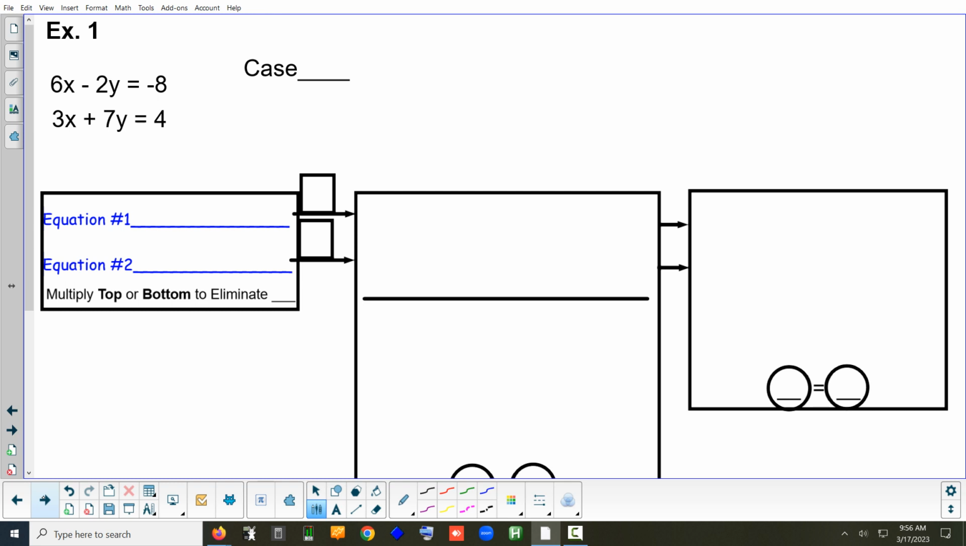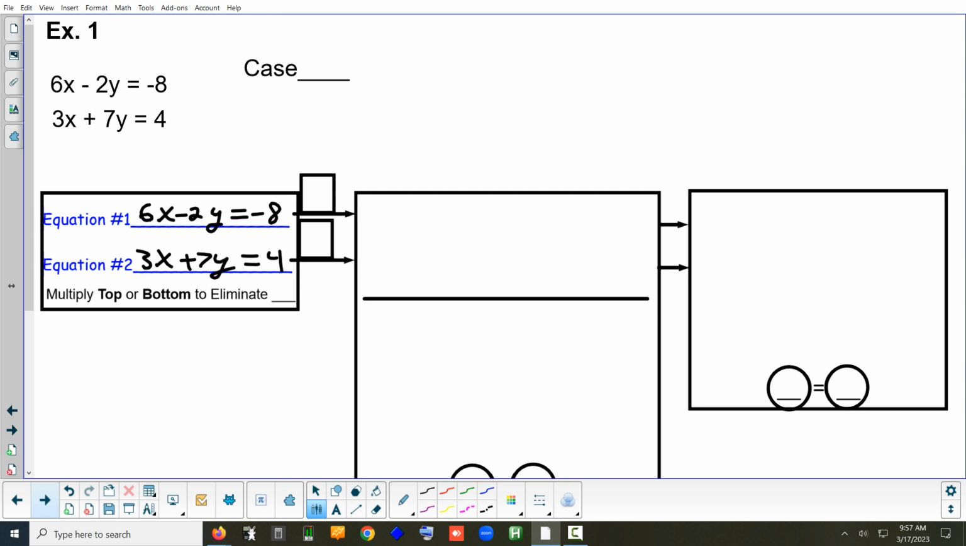So first thing I want to look at, before we even think about what case it is or anything, is it lined up the way it should? Let's just answer that question first. If it's already lined up the way it should be, you can copy them down onto the blue lines right away. 6x minus 2y equals negative 8. And 3x plus 7y equals 4.